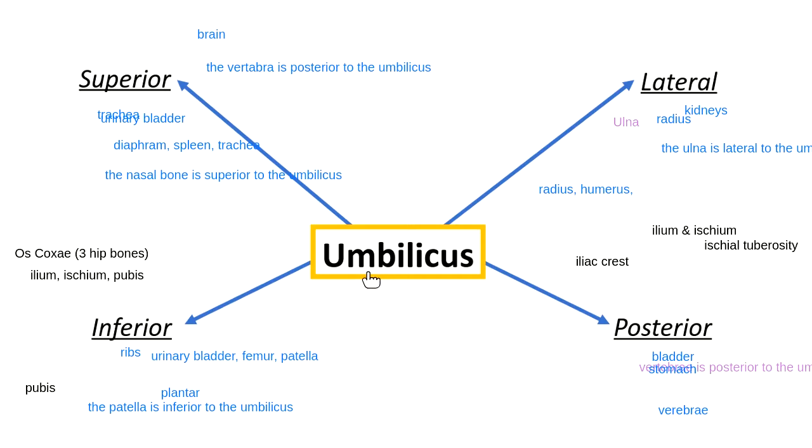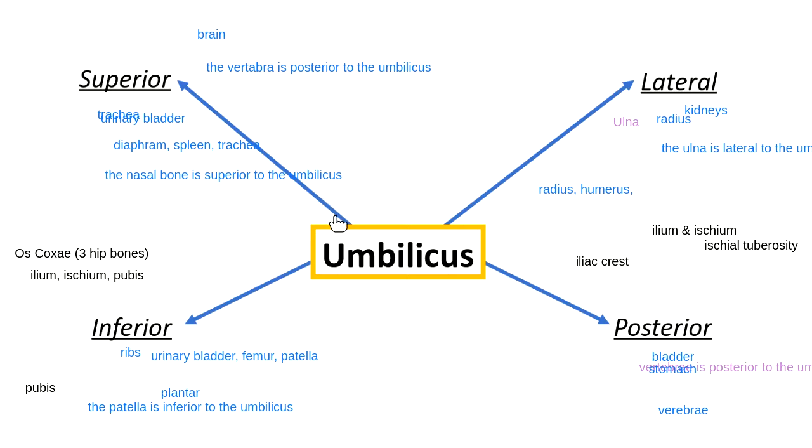It does depend on the order, like Lauren said in the chat. Absolutely. So I guess I should have been a little bit more specific with this, right? So the way I envisioned us doing this is figuring out a structure that would go before the directional term. So the diaphragm is superior to the umbilicus, or the nasal bone is superior to the umbilicus. But you're 100% correct that we could have done it the other way.